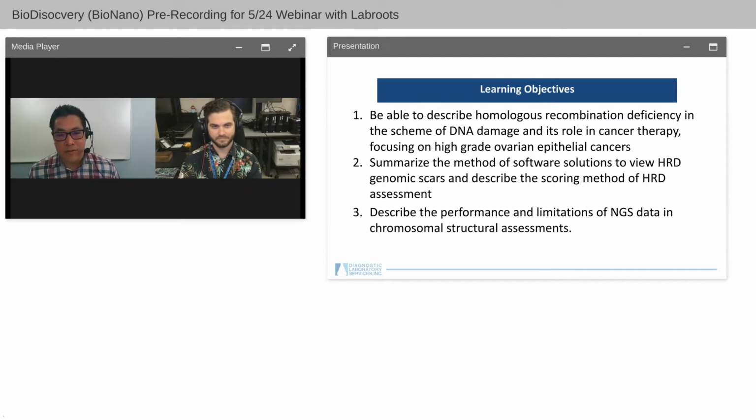We'd also like to summarize the method of software evaluation, because this is a bioinformatic challenge to be able to take NGS data and look at these things beyond that. And lastly, we'll describe some of the performance of this NGS solution to look at these genomic alterations, and describe some of the performance and limitations of using NGS data to look at these changes.